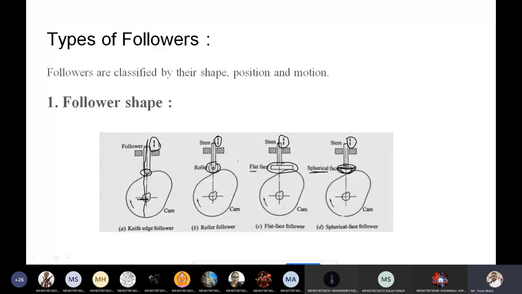All are having the translating motion, because whenever the cam comes to the highest position, the follower is going to lift up, and whenever this position comes at this point, the follower is going to fall down. With continuous rotation, because the cam has an irregular surface, the follower is going to reciprocate. That is a translating motion.